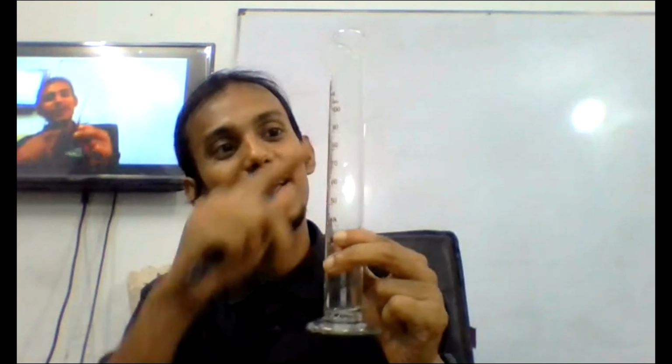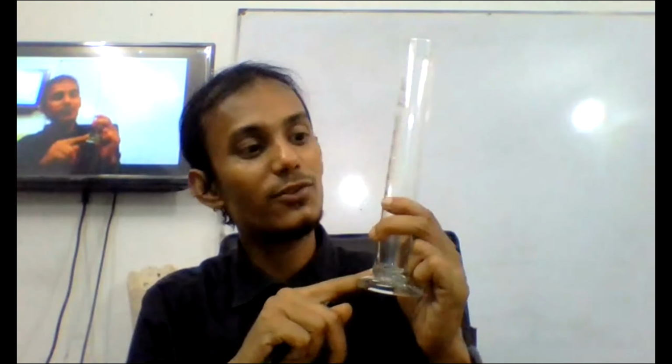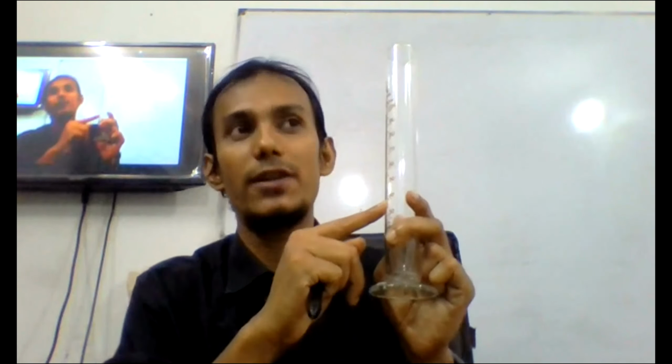So that's why the shape is like this, right? Measuring cylinder, by its very name, you can see there are many calibrations. So if you want to take, say, 40 cm cube of water, not exactly 40 cm cube but very approximate, then you can use this measuring cylinder, right? So we have different uses for this.